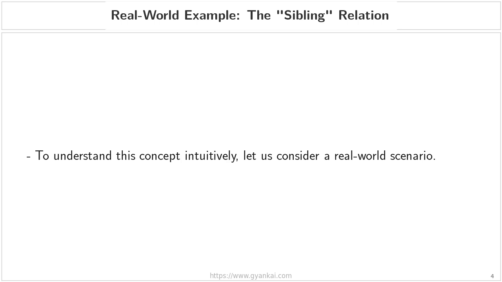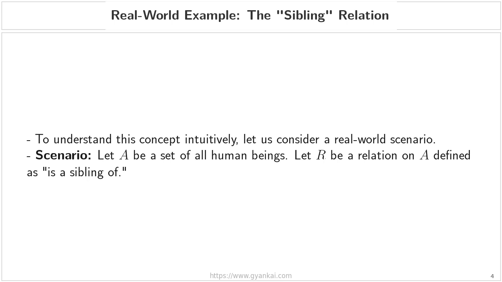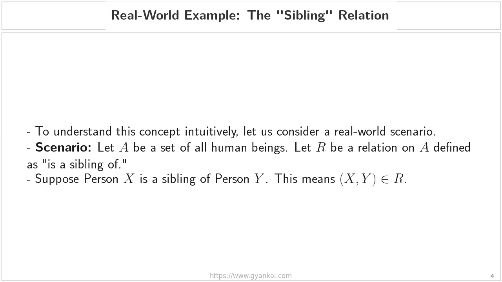Now that we have established the formal definition and the logical steps for identifying symmetry, let us move from abstract theory to a more intuitive, real-world scenario to see how this works in practice. Consider a scenario where we have a set, which we will call set A, consisting of all human beings. Within this set, we define a relation, R, as the relationship of being a sibling of another person. To analyze this, let us apply the logic we discussed in the previous slide. Suppose person X is a sibling of person Y. In mathematical terms, this means the ordered pair (x, y) belongs to the relation R.